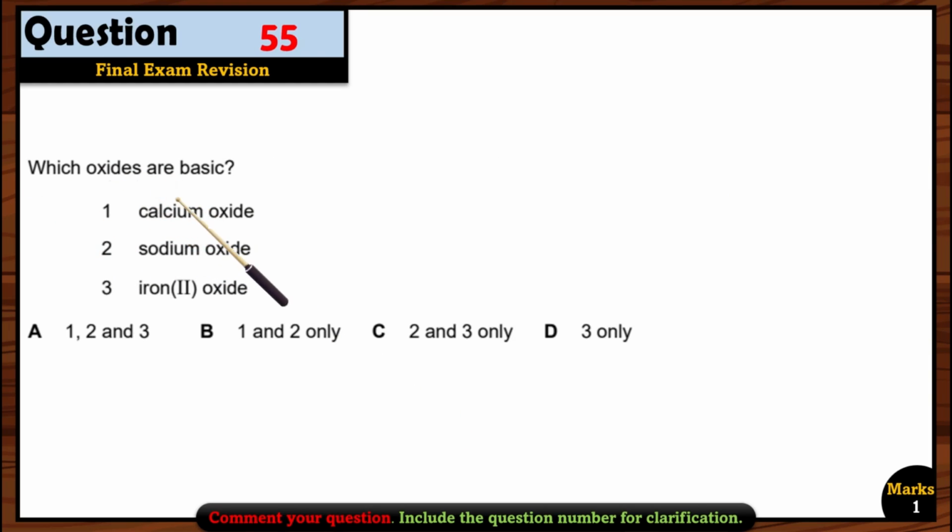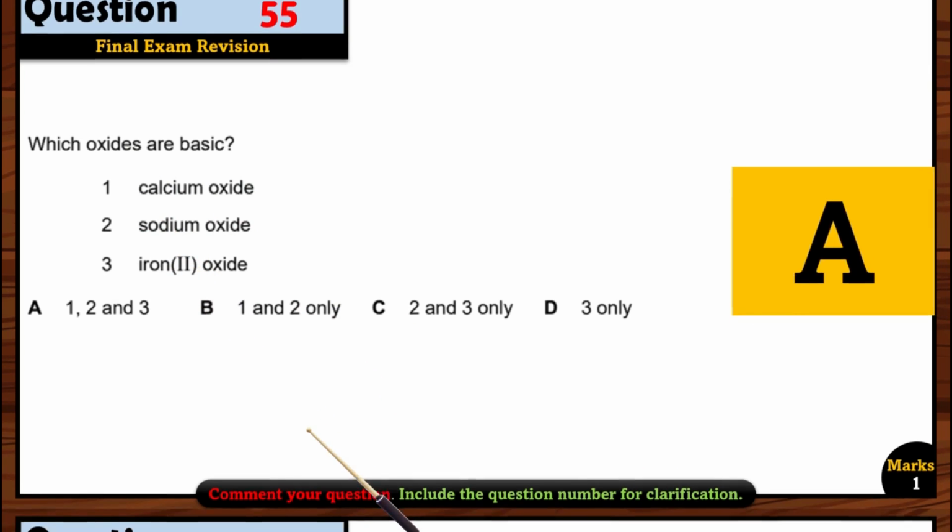Okay, which oxides are basic? Again, those oxides that are made up of metal, they are basic in nature. Calcium, metal. Sodium is also a metal. Iron is also a metal. So option A is correct. 1, 2, and 3.